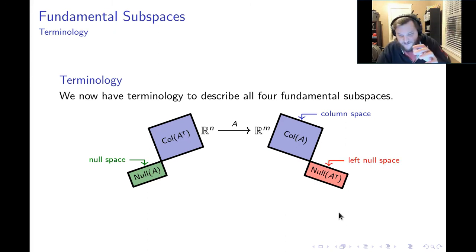But because of the calculation we did a moment ago, we call the null space of the transpose the left null space, and because of the other observation we just made, we call the column space of the transpose the row space of the matrix. So here we have a complete picture of all four fundamental subspaces of a matrix, and we have terminology to refer to each one individually.